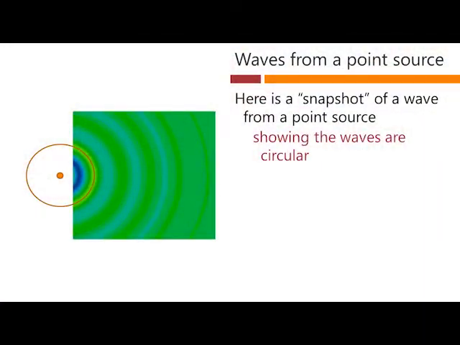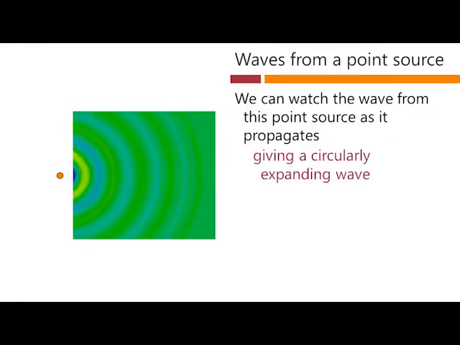Here's a snapshot of the wave that we would get from a point source. The point source is here, and we're generating these circular waves. And we're getting this snapshot of the kind of circular expanding waves we would get as a result. And we can watch this wave propagate. We can see that it generates circular waves propagating out from this source here, a circularly expanding wave.